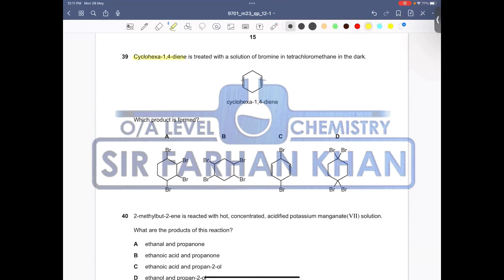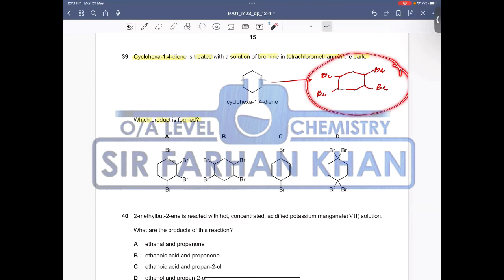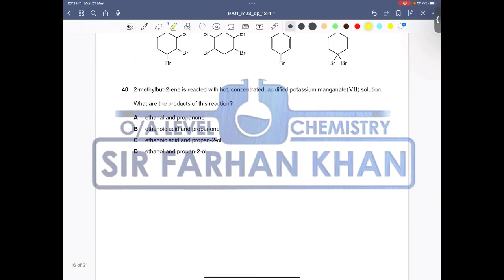Cyclohexa-1,4-diene is treated with a solution of bromine in tetrachloromethane in the dark. Which product is formed? Obviously, when you react this compound with bromine, bromine is added on the double bonded carbon atoms. So one bromine is here, second bromine is here. Similarly, one bromine is there, second bromine is here. So this is going to be your product, and this product is given in option B, and therefore B is going to be the right answer. That's an easy question. Last question.